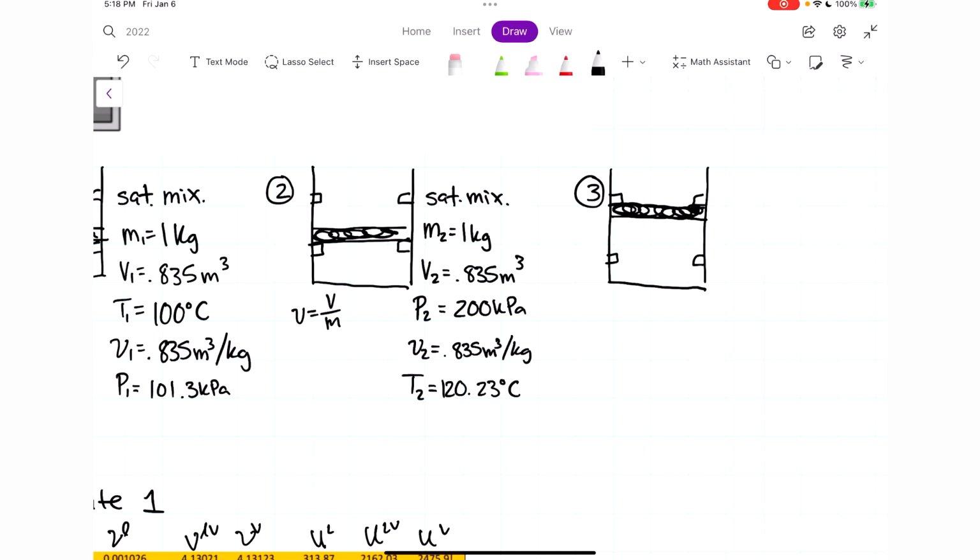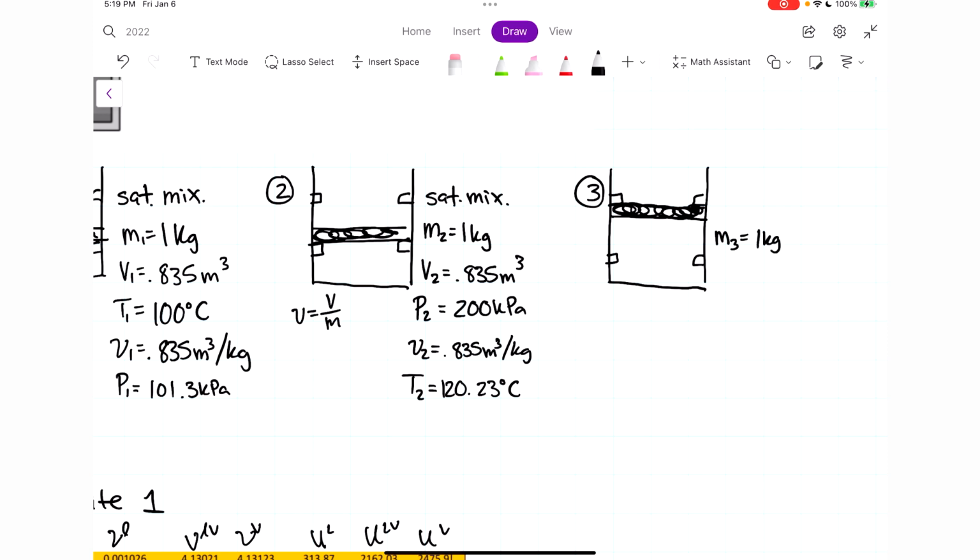So let's assume that it did, and let's check the values, and that's how we're going to be able to figure out if it happened or not. So bear with me while we do this. We're going to go ahead and assume that it made it to the stops. So the mass is still 1 kilogram, right, because closed system.